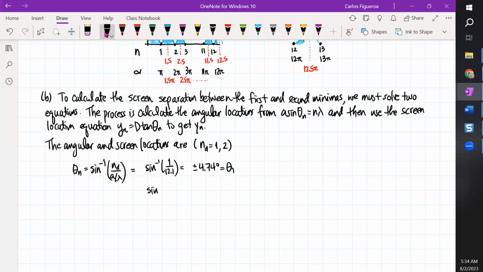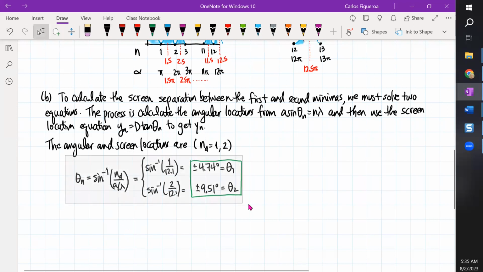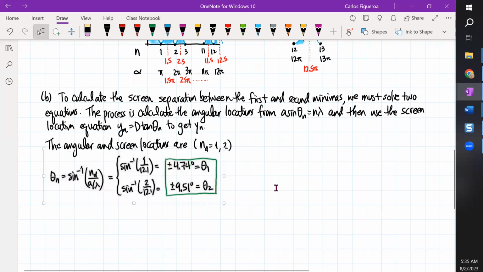Now, if I do the exact same thing here, then I'm going to get plus or minus 9.51 degrees, and that will be theta 2. So when I look at this, here are my angular locations. Now, I'm wondering if I could put this on the same line. Let me see if I can do that.